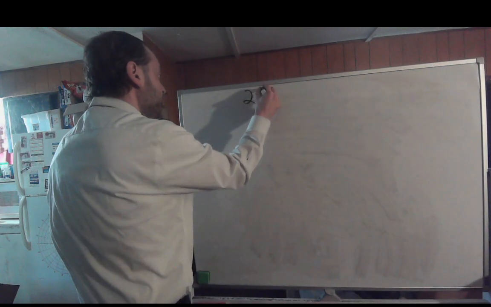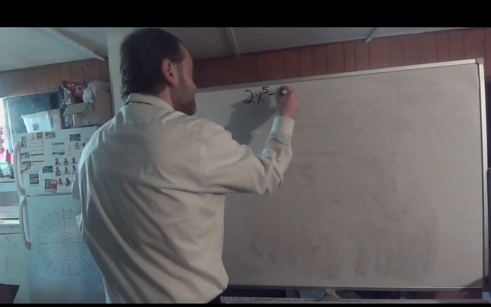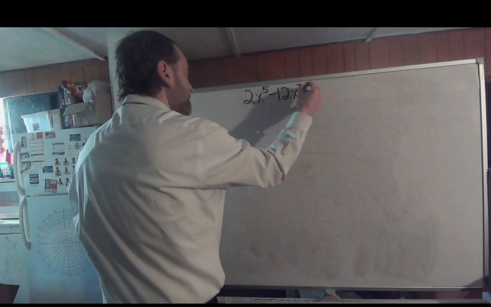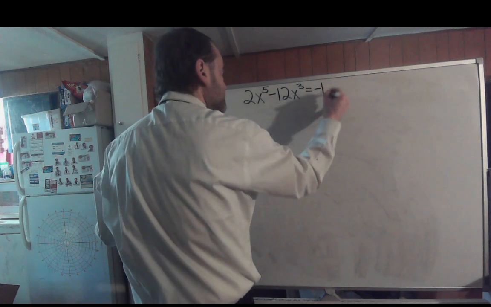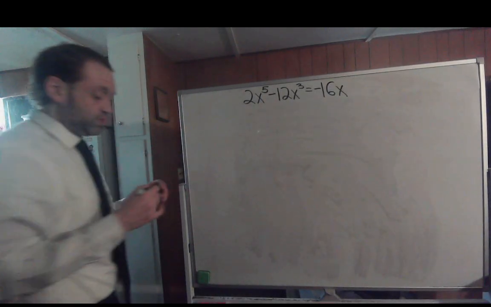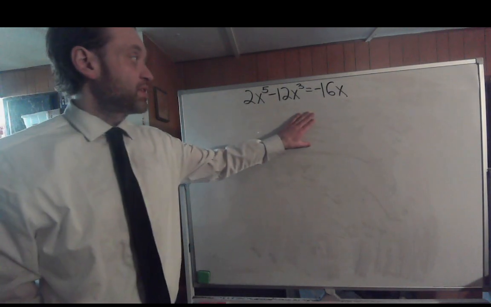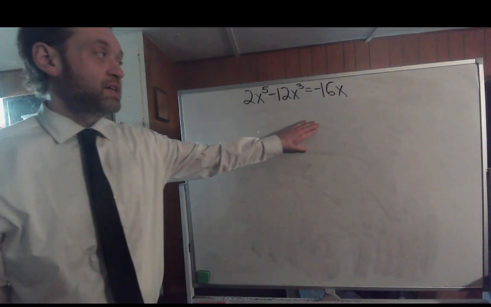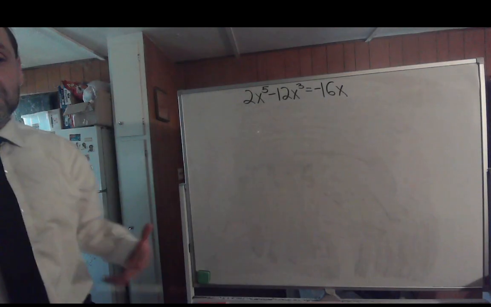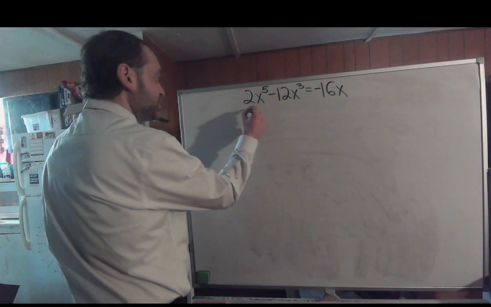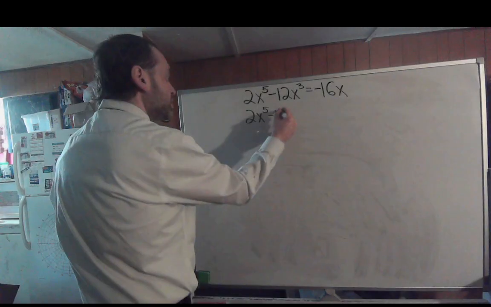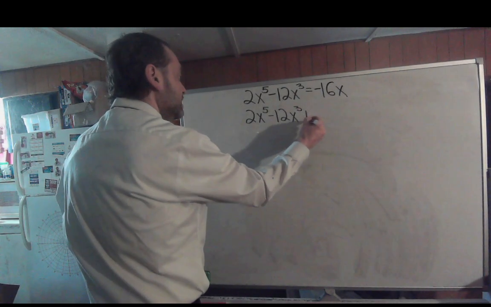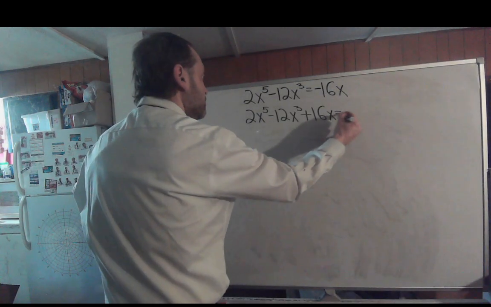2x to the 5th minus 12x cubed is equal to negative 16x. Alright, so 2x to the 5th minus 12x cubed equals negative 16x. Well, first make the right-hand side equal to 0, so add 16x to both sides. You'll get 2x to the 5th minus 12x cubed plus 16x would equal 0.